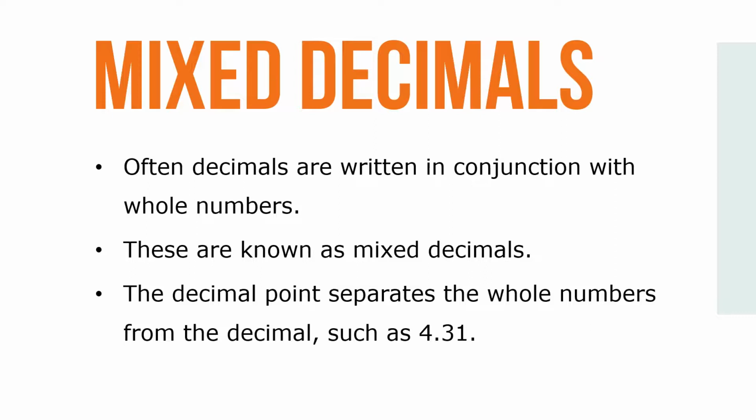Often, decimals are written in conjunction with whole numbers. These are known as mixed decimals. In mixed decimals, the decimal point separates the whole numbers from the decimal, such as 4.31.